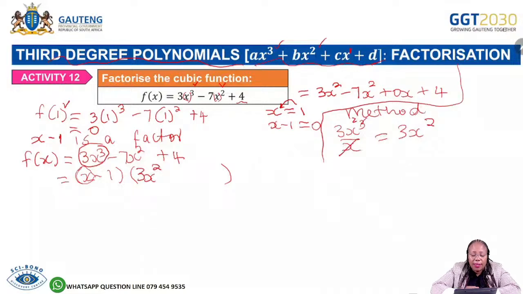And then we come to the last term. We start with the first, and then the last. Here it will be bx, we leave it like that. And then the last term is 4.